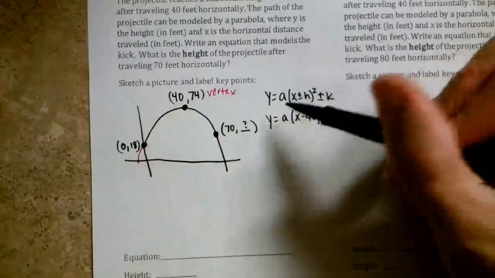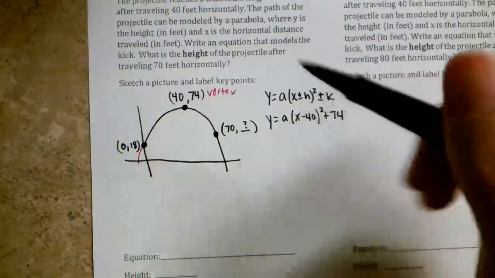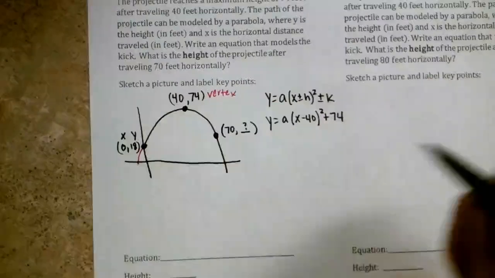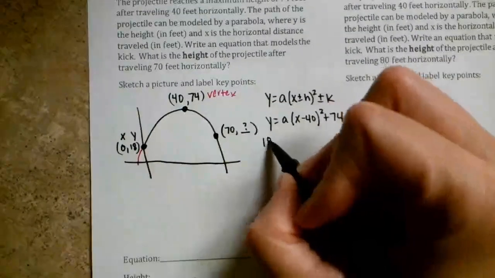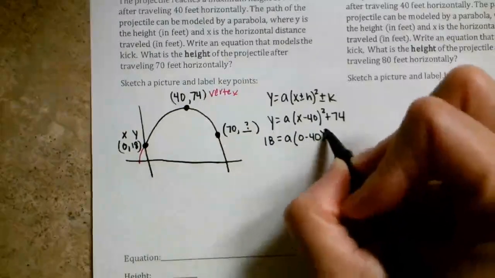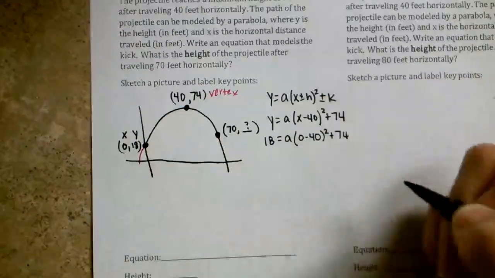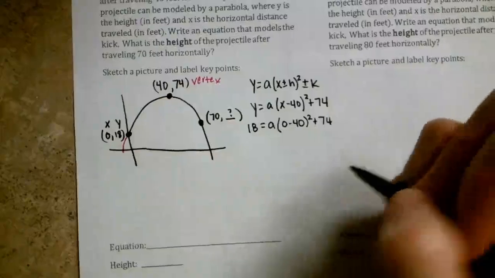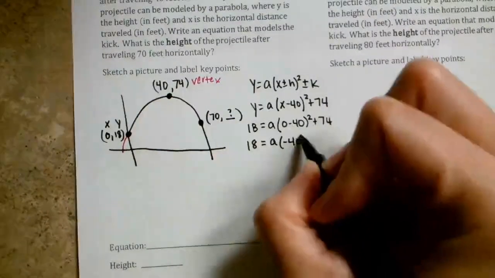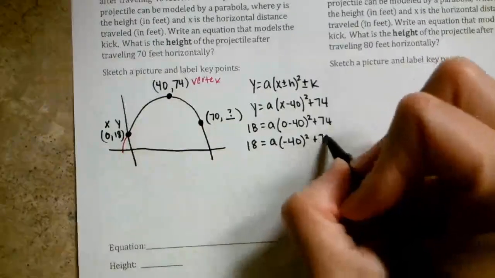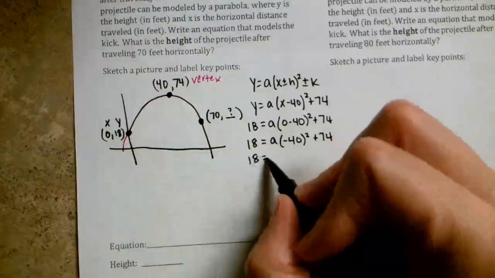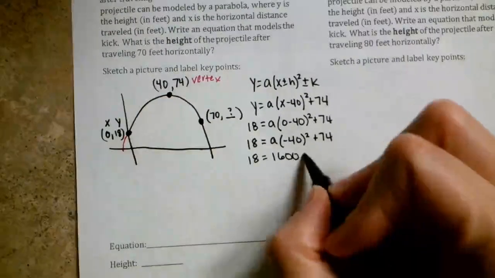And then we need an x and a y. We know this point is on our graph. This is x, this is y. So we're going to fill in 0 and we're going to fill in 18. Now the only thing we have left to solve for is a. We have to follow order of operations, so we get a negative 40 on the inside. When I square negative 40, that becomes a positive 1600.